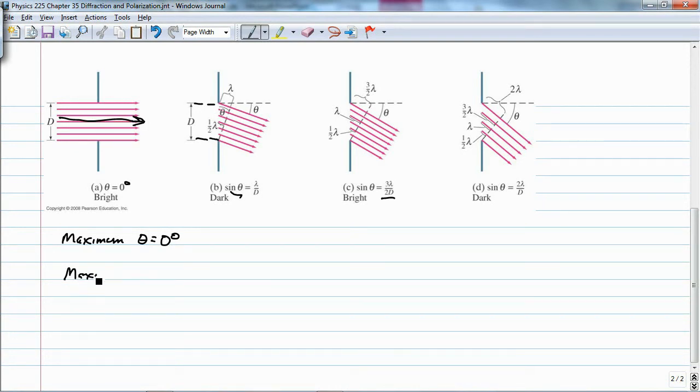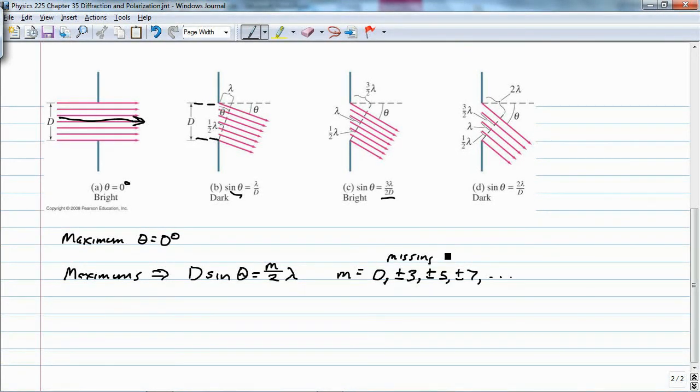So the maximums will occur when we have big D, the size of the slit, times sine of theta equal to m over 2 times lambda. And this is where m is equal to 0. We skip plus or minus 1 and we go directly to plus or minus 3, plus or minus 5, plus or minus 7, and on. Now notice that we're missing plus or minus 1.